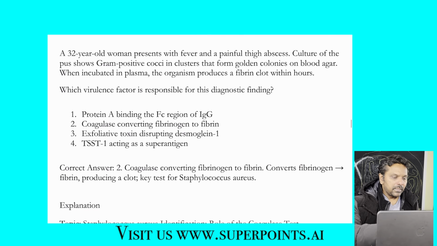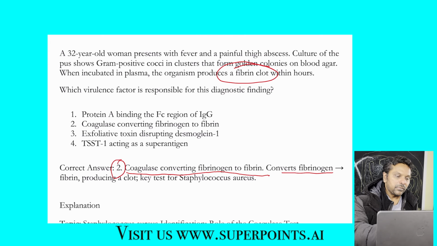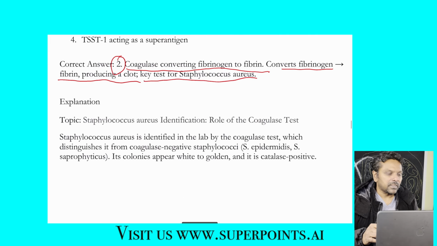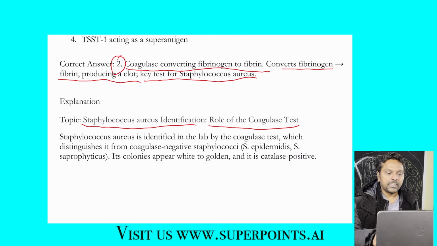The correct answer here is number 2, coagulase converting fibrinogen to fibrin. Okay, it's already there, already a fibrin clot, and it converts fibrinogen to fibrin, producing a clot, the key test for Staphylococcus aureus. So this question is about what is the key test for Staphylococcus aureus. So Staphylococcus aureus identification, role of the coagulase test. Staphylococcus aureus is identified in the lab by the coagulase test, all right, which distinguishes it from coagulase negative staphylococci like Staphylococcus epidermidis and Staphylococcus saprophyticus.